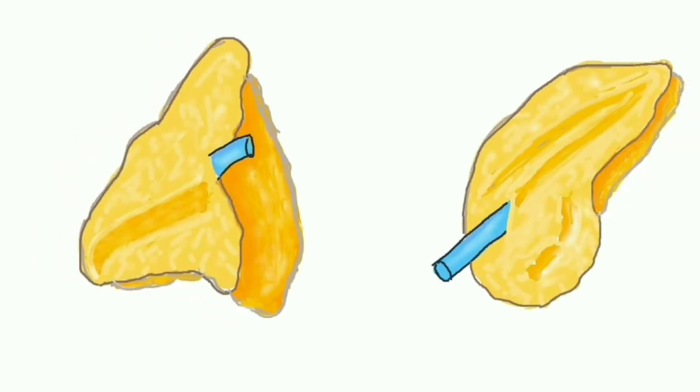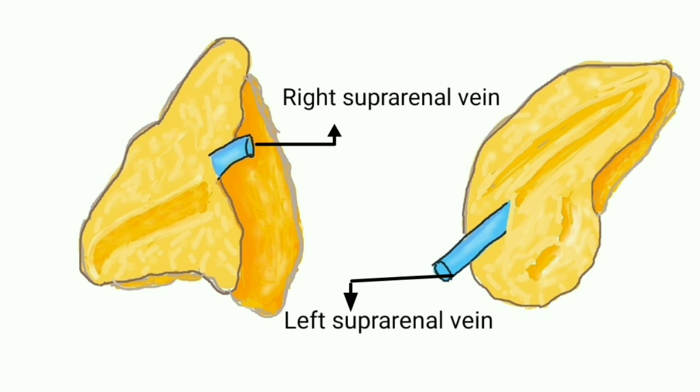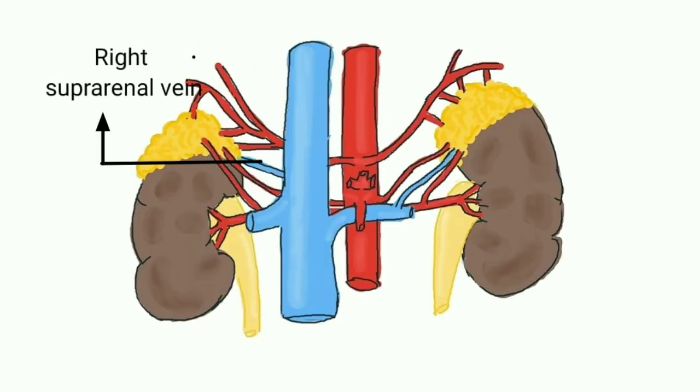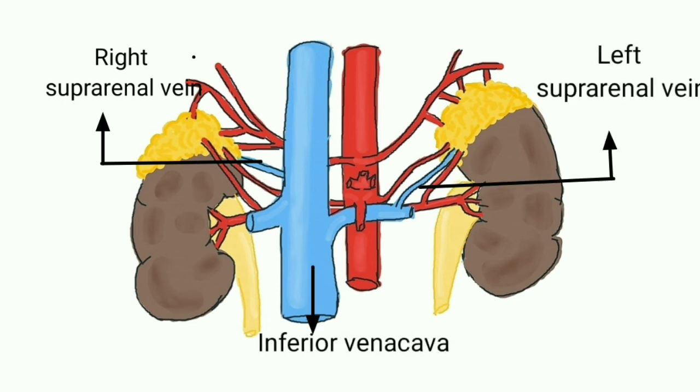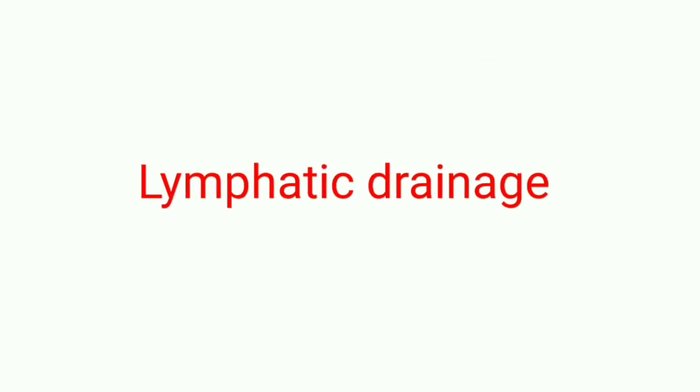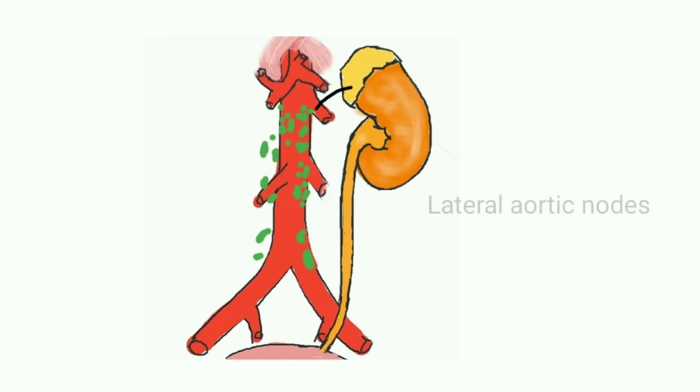Venous drainage. A single suprarenal vein emerges from the hilum of each gland. Right and left suprarenal veins drain the glands. The right suprarenal vein drains into the inferior vena cava, whereas the left suprarenal vein drains into the left renal vein. Lymphatic drainage. The lymph drains into the lateral aortic nodes.